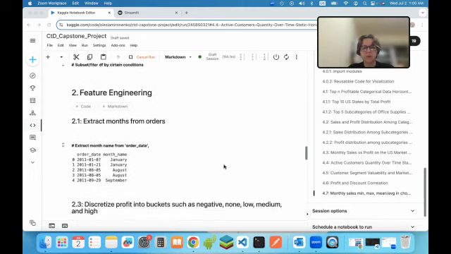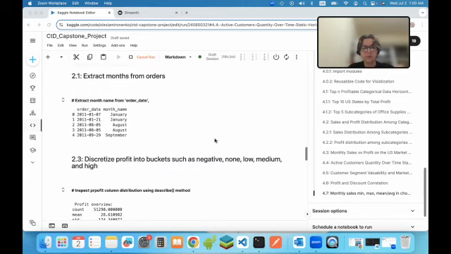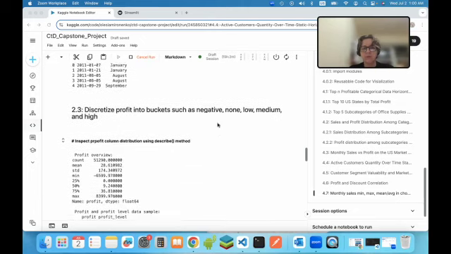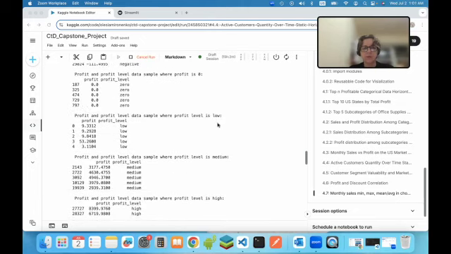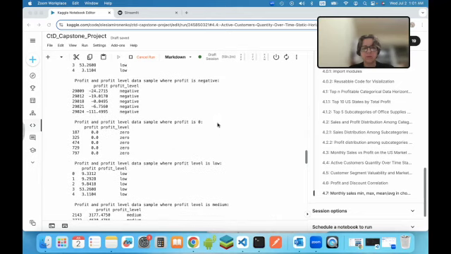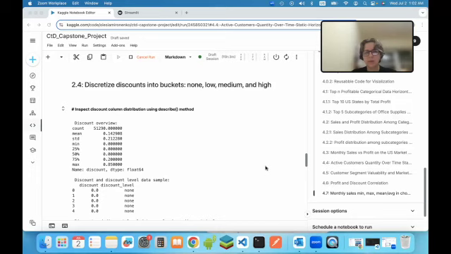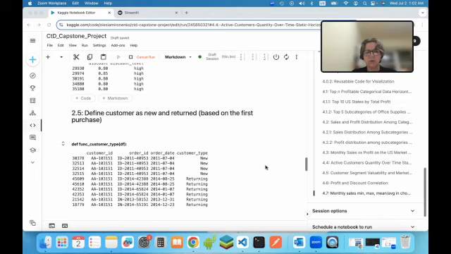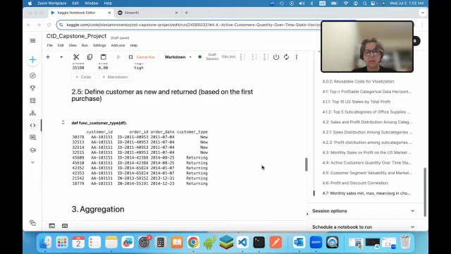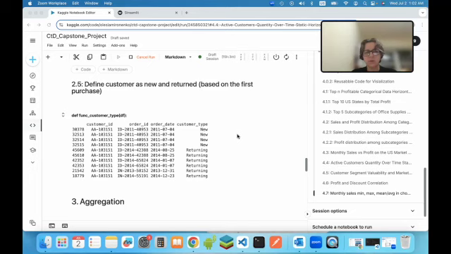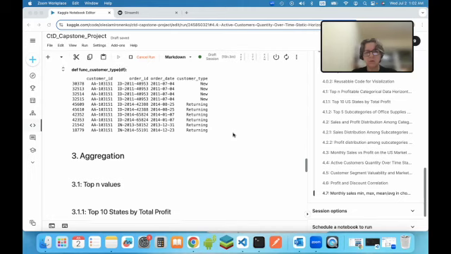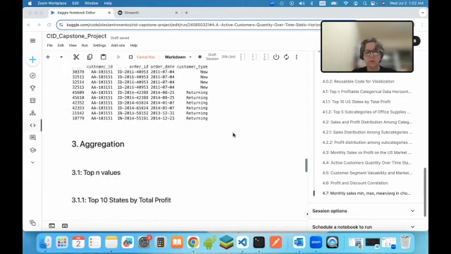Here are some of the features I engineered. I pulled the months from the order date, and discretized profits into buckets, starting from negative, then zero, low, medium, and here is the discount discretization. I defined the customers as new and returned customers based on the first order they placed.